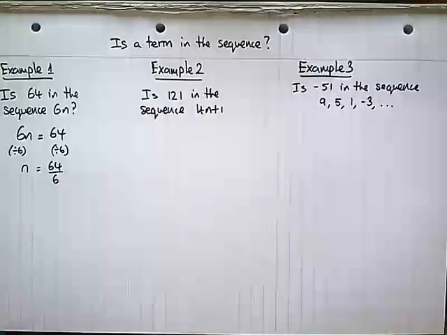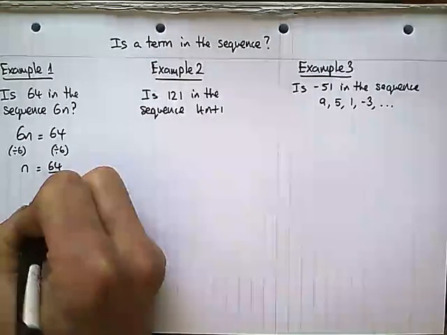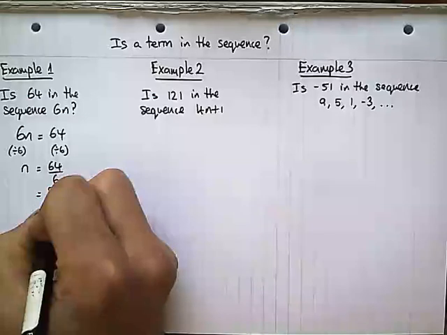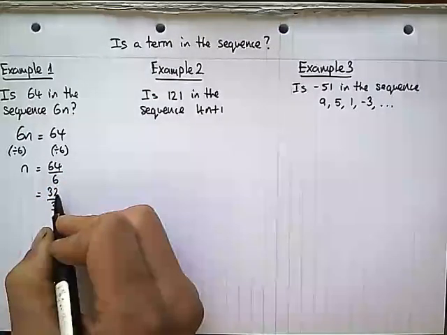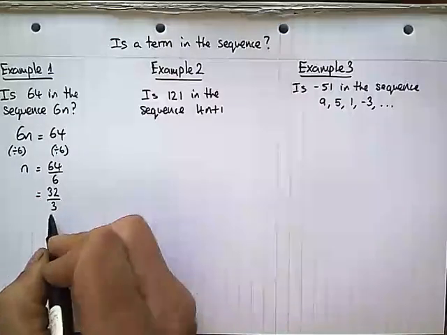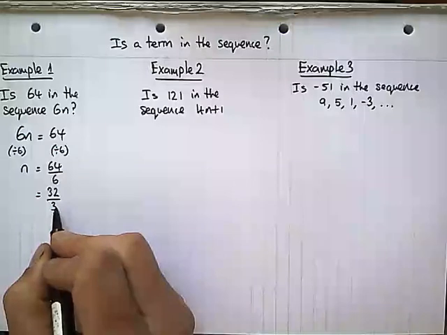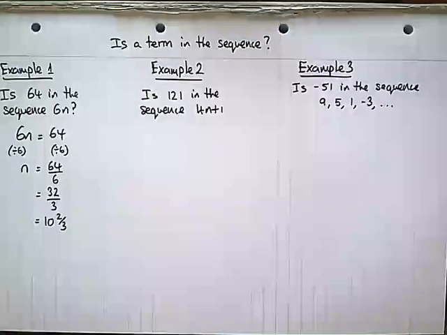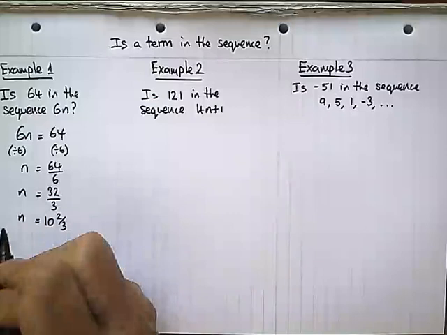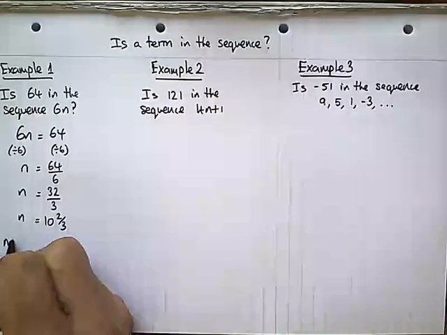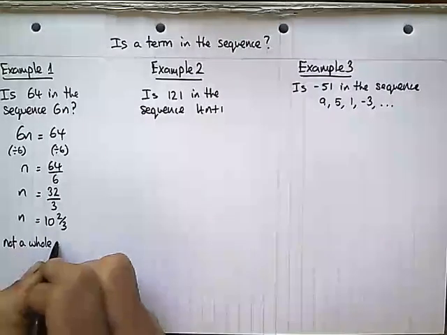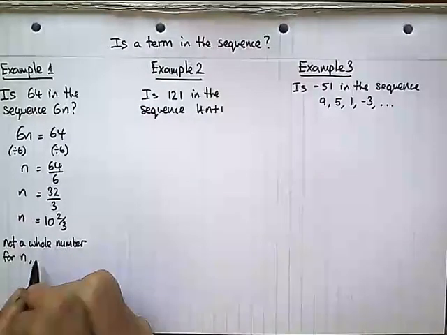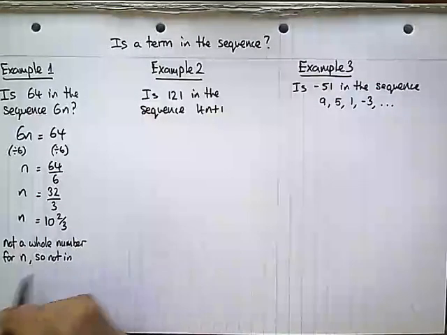Now I can't see whether that's a whole number straight away, so I'll simplify this and see what we get. Let's divide everything by 2, and we get 32 over 3. How many 3's go into 32? Well, I get 10 whole amounts into the 30, and then I'll have 2 remaining, so that won't give me a whole number. That will be 10 and 2/3. So this is not in the sequence, because n is not a whole number.